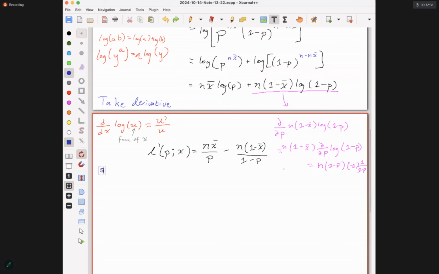We replace P with P hat. That's just a notational change. Set the log likelihood derivative equal to 0, and then solve for P hat.